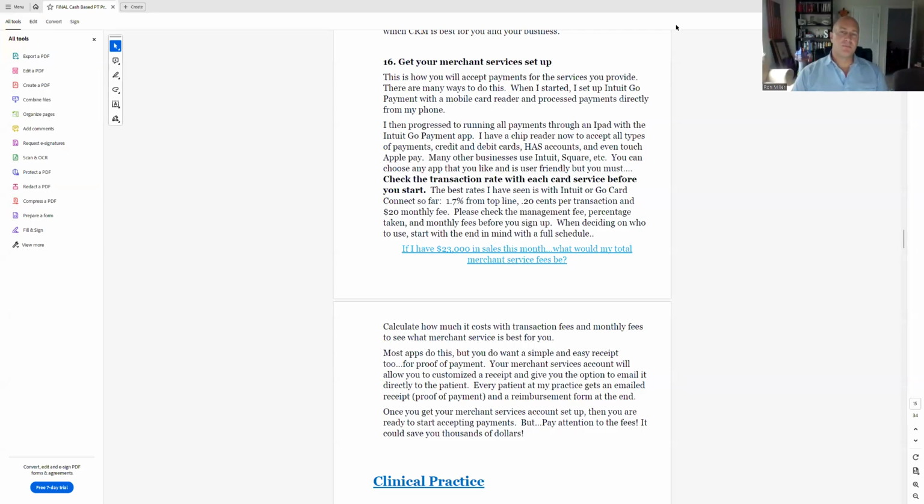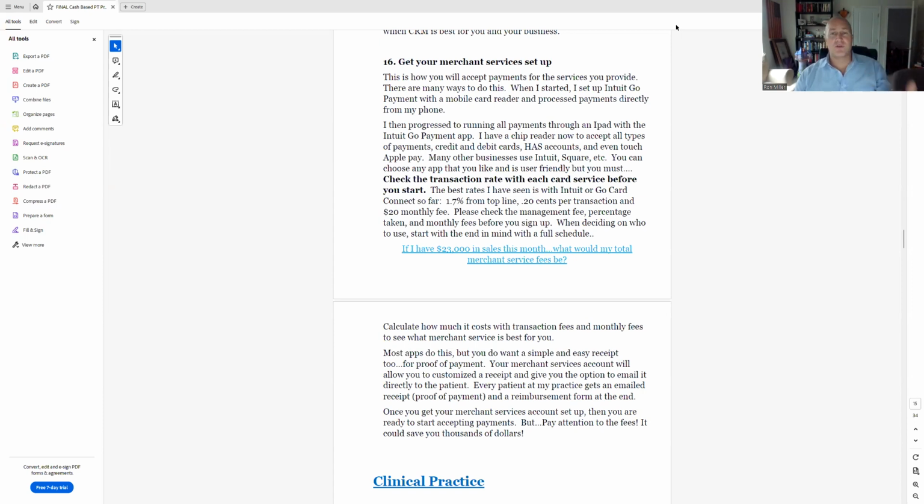Okay, so getting your merchant services account set up, that's just a fancy way of saying, how are you going to process a credit card? There's a third party system that allows you to process the credit card. They take a small fee out and then it gets transferred to your bank account, normally in 1 to 2 business days.